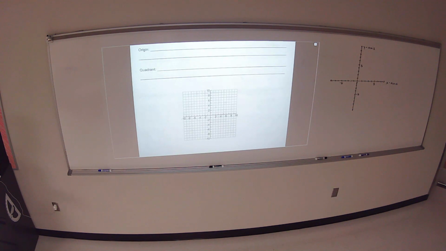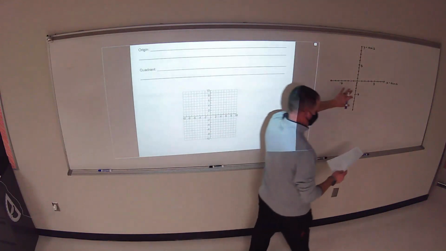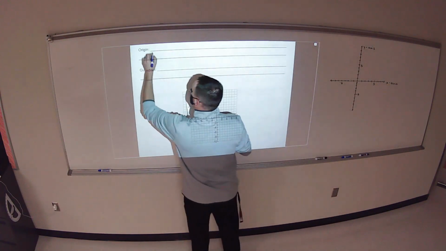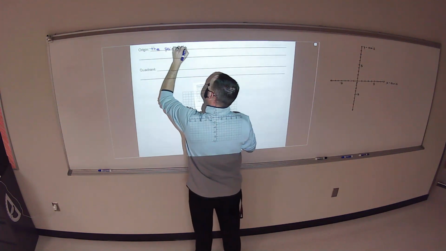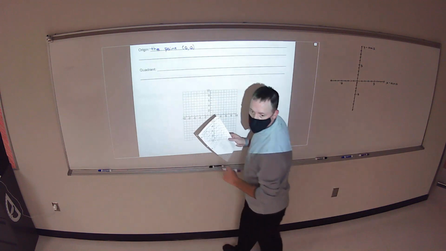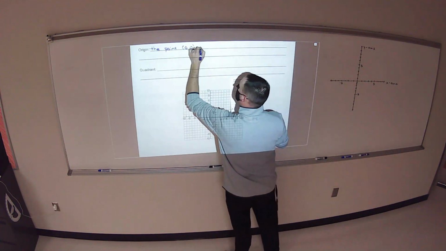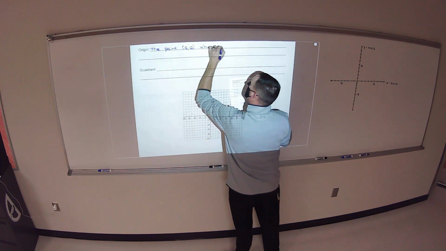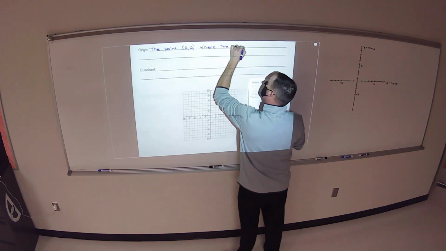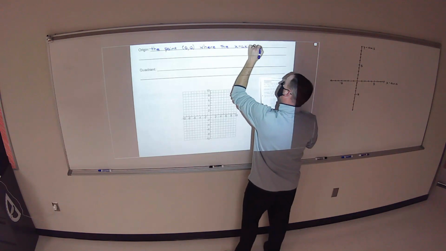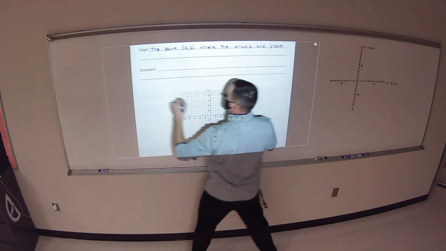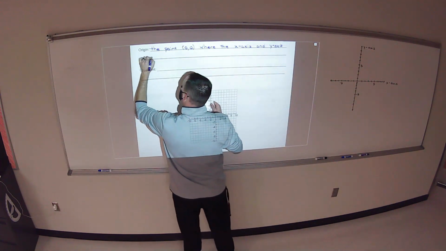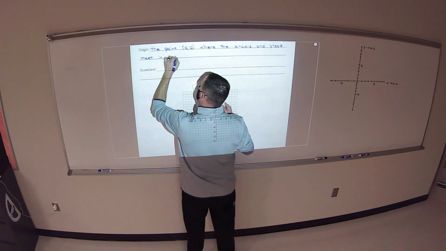It's 0, 0 if we want to think about it as an ordered pair, but it's the center of the coordinate plane. Here's how we're going to define it. It is the point 0, 0, as Clinton just pointed out, where the x-axis and y-axis meet in the coordinate plane.